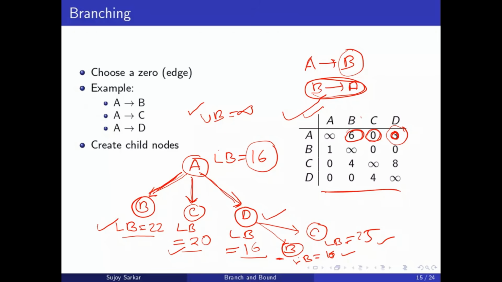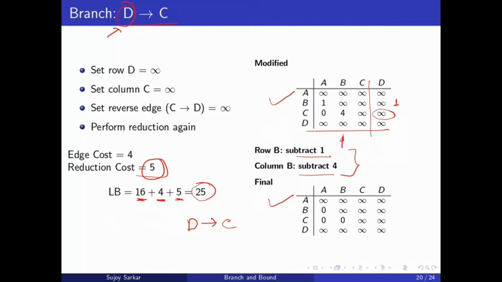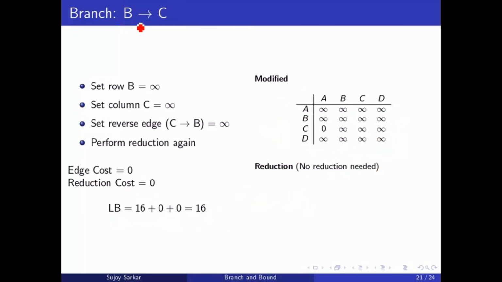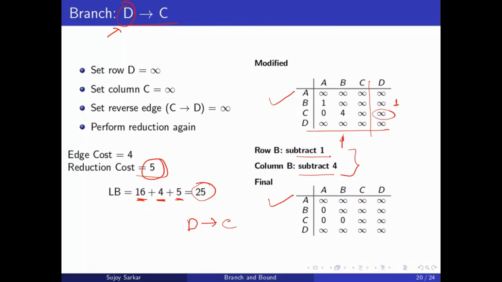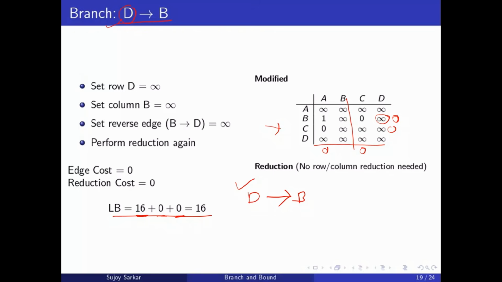Then from B what option we have? From B we can go to A, D, and B completed, only remaining is C. So next we'll calculate B to C. Right. So we'll take the parent. This is the parent. D to B was taken, parent. Here from B we'll go to C.